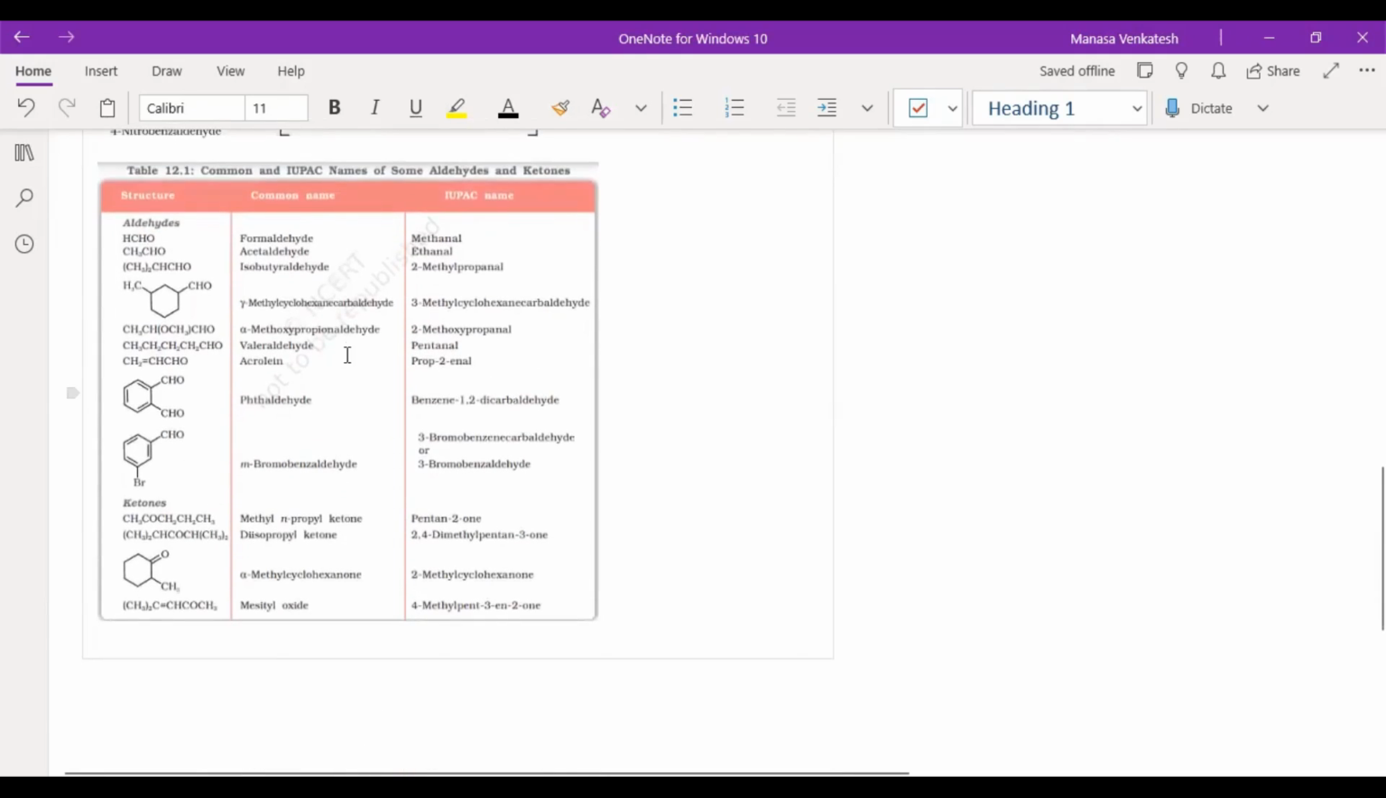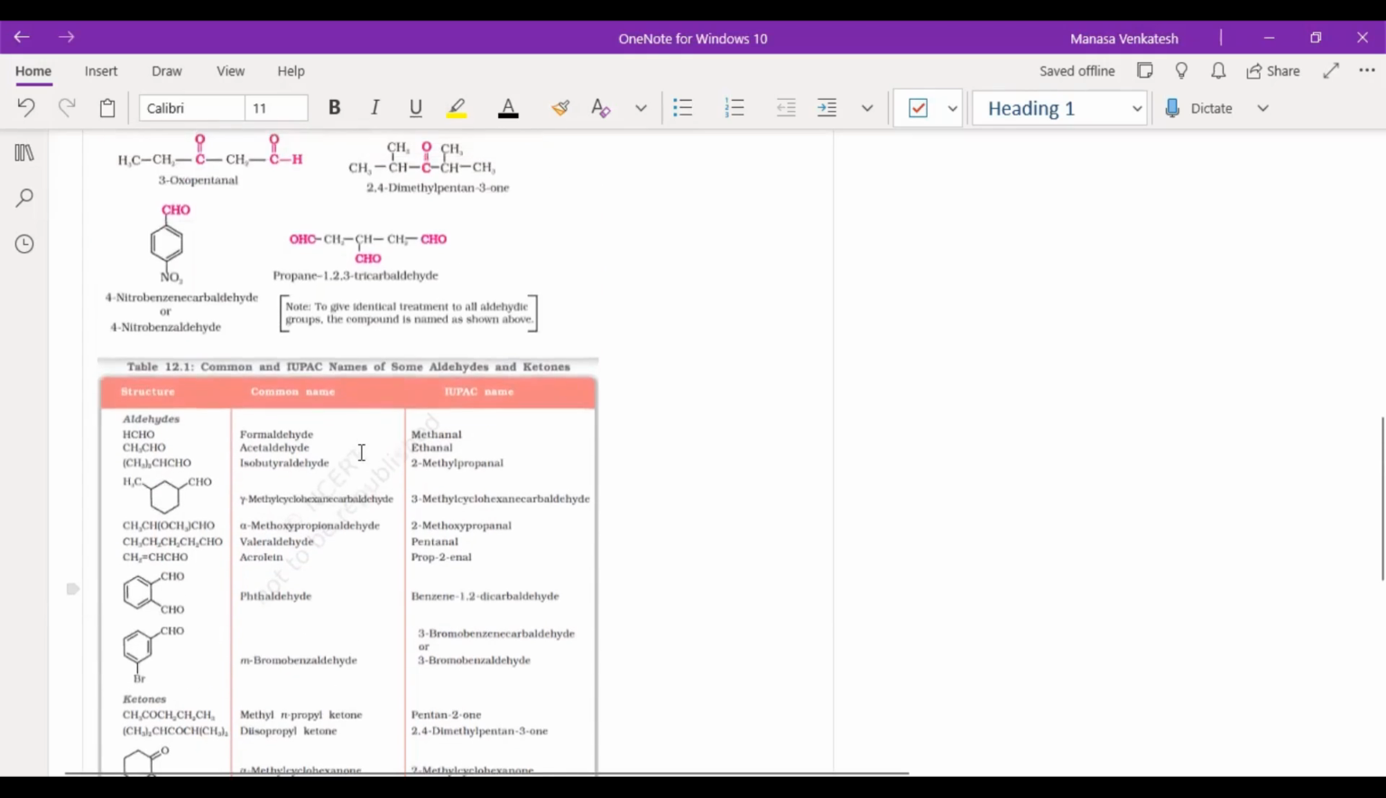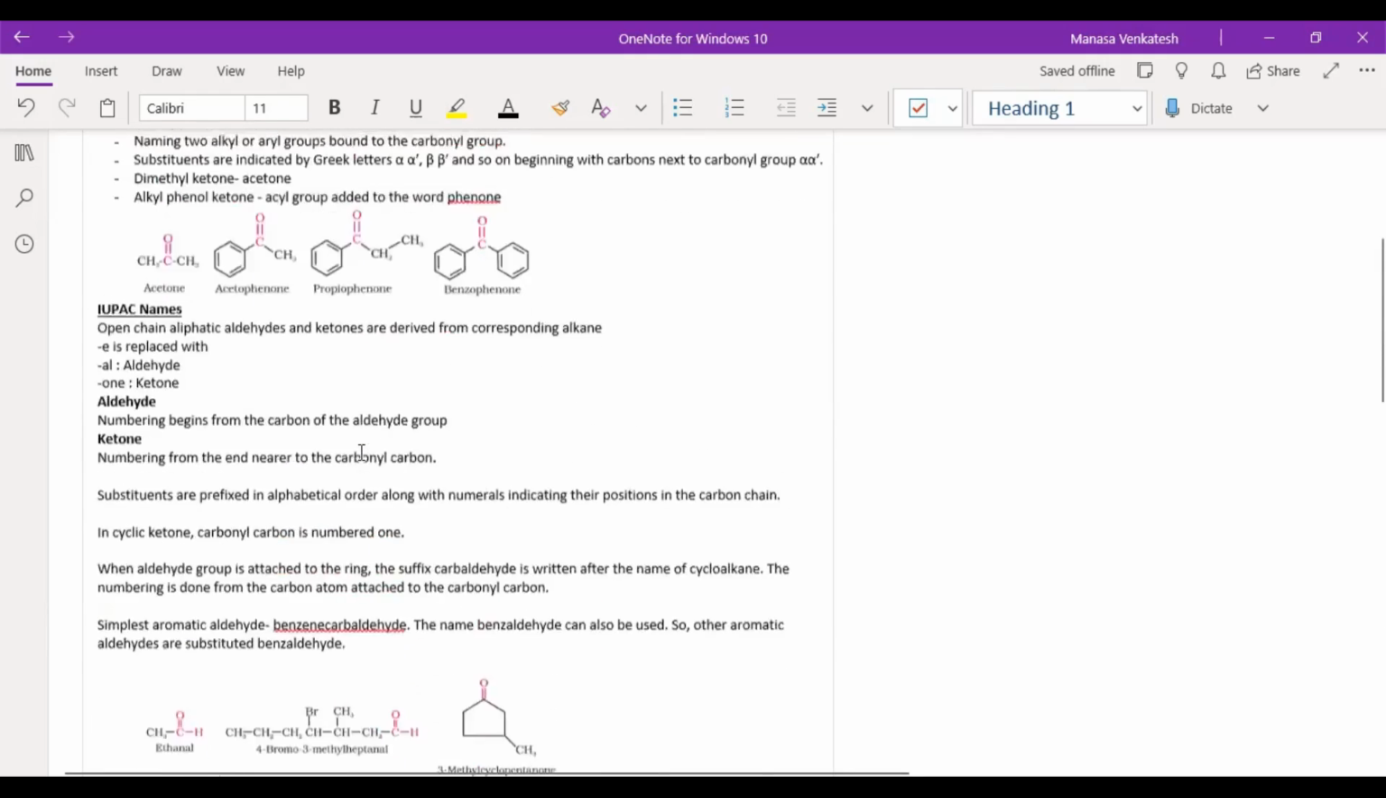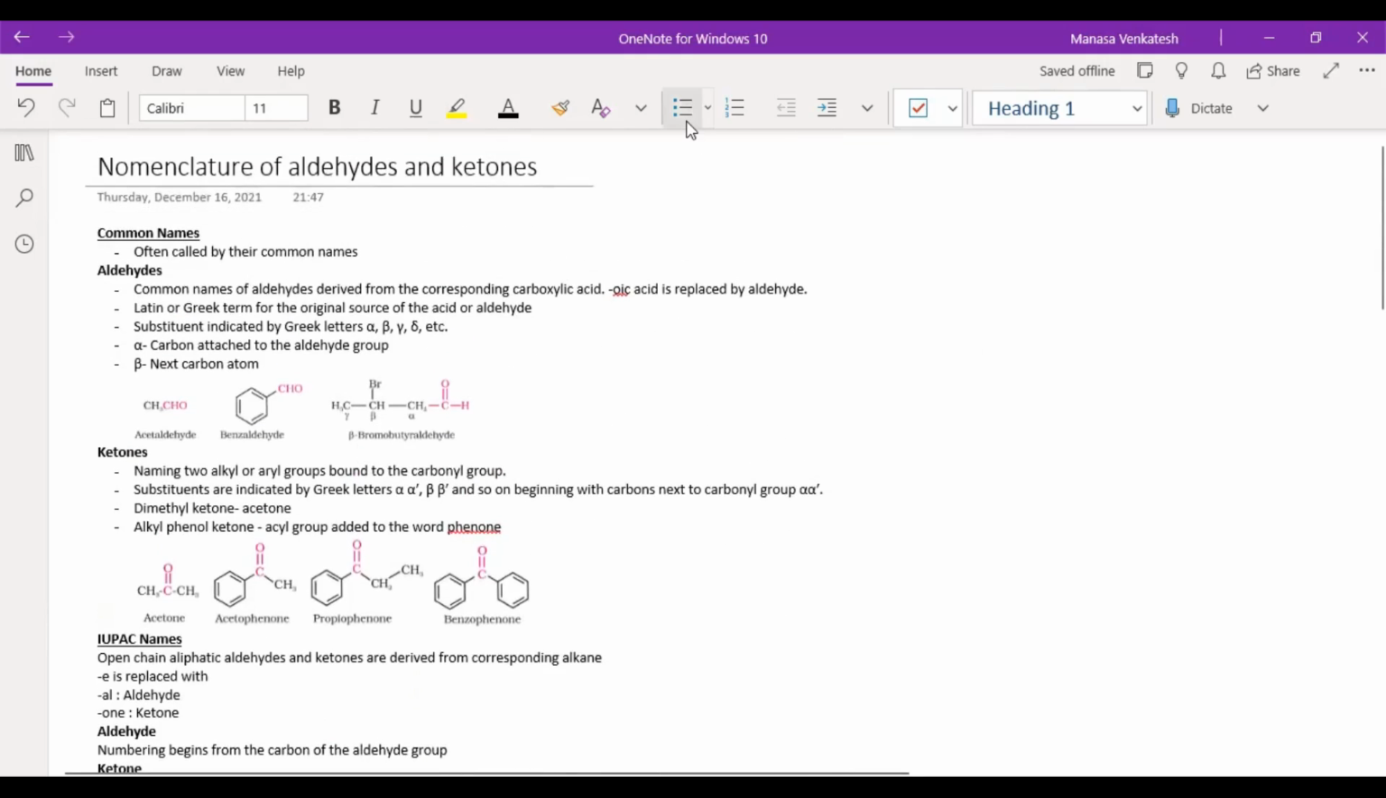So here you have a table with common names as well as the IUPAC names. Go through them, try and name them, and you'll find it automatically easy to understand IUPAC nomenclature. With that, we're done with the nomenclature of aldehydes and ketones.